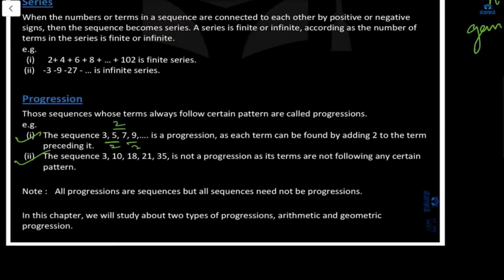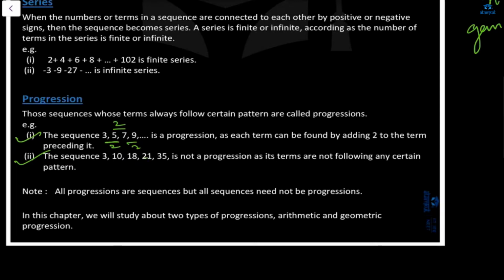So the above one is a progression because it is following a pattern. There is a common difference between the consecutive terms. So 3 and 5, same difference, that is 2. 5 and 7, same difference, 2. 7 and 9, same difference, 2.